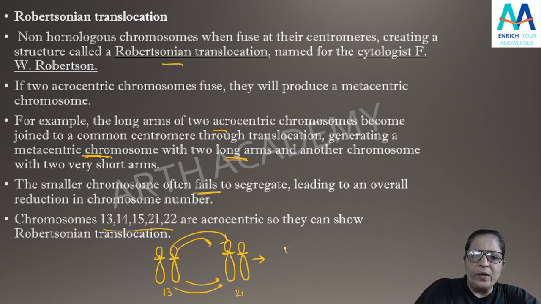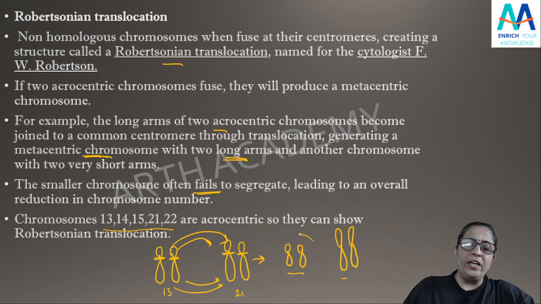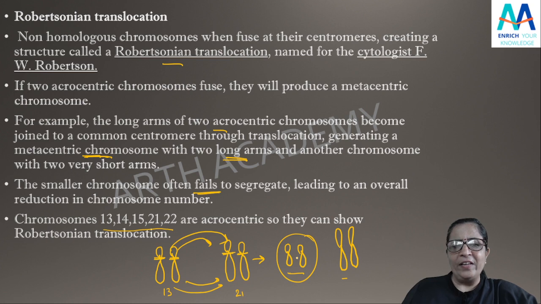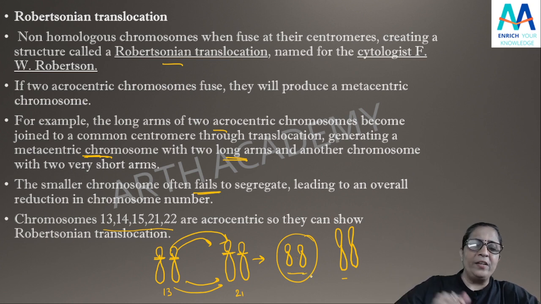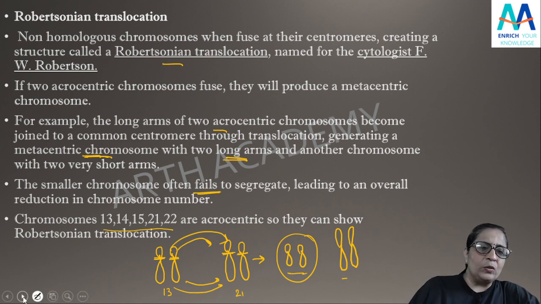So what you will get? You will get this way. आपको रिजल्ट ये मिलेगा. समझ में आ रहा है? Two with both short arms and two with both long arms. So one is very long and one is short. तो ये generally what होगा? They fail to segregate. When they fail to segregate, there will be reduction in the chromosome number, isn't it? So this is what is called Robertsonian translocation.